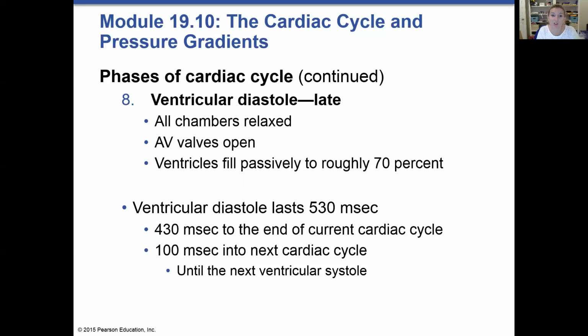Towards the end of ventricular diastole, our AV valves open, and that blood can just dump right into the ventricles from the atria, and the ventricles are passively filling at this point. And so this period of ventricular diastole lasts more than half of our cardiac cycle, 530 milliseconds.